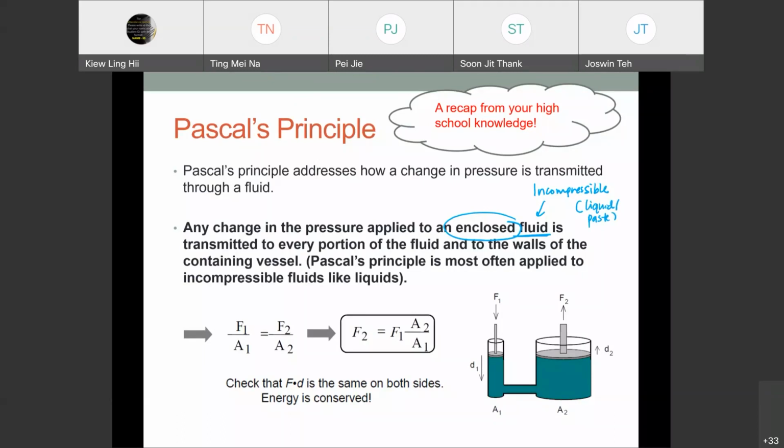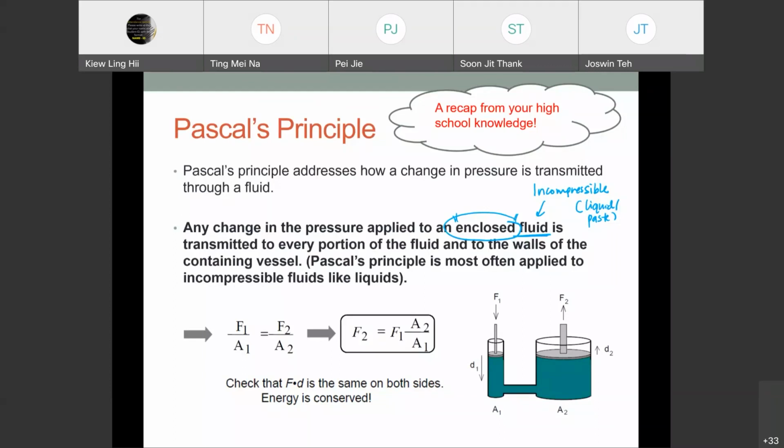Because the molecule in the gas is quite far away. So when you compress, you can still release some space inside. All right. So Pascal principle is only applicable to incompressible fluids, and the condition they must be in enclosed container. So any change of pressure that apply in an enclosed incompressible fluid is transmitted to every portion of the fluid and to the walls of the containing vessel.